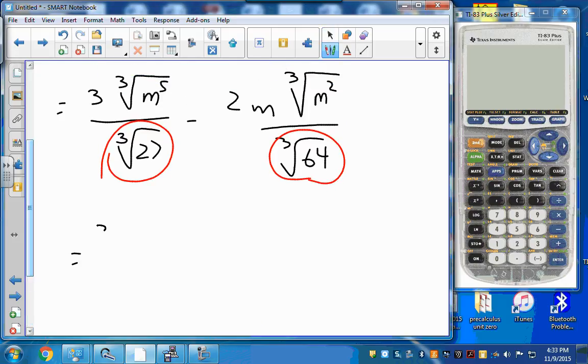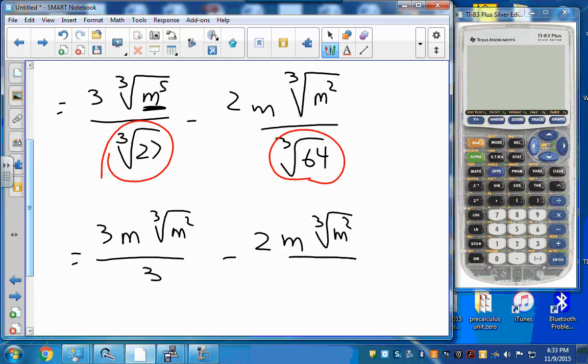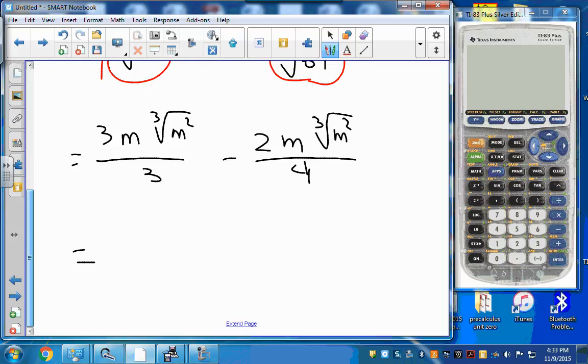So cleaning both of those up, I've got 3. Now notice I have 5 factors there. Let me take a triple out, leaving the cube root of m squared. This is 3. And there's not much I can do here. I just have the cube root of m squared. And this is 4. So we're getting a little bit closer to the end. Here the 3's cancel. So I have m cube roots of m squared minus 2. Let's cancel here. So that gives me minus the cube root of m squared over 2.